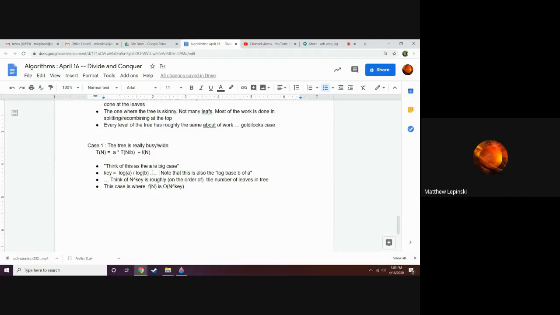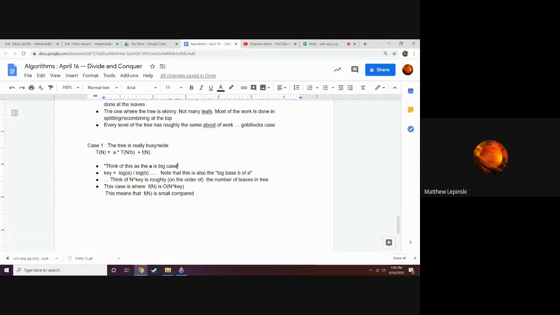So this is the number that you have to raise B to in order to get A. It's a rough measure of how much the tree is branching, and n to the key is where this is the key value. N to the key value is roughly the number of leaves in the tree. So if f of n is O of n to the key, this means that f of n is small.